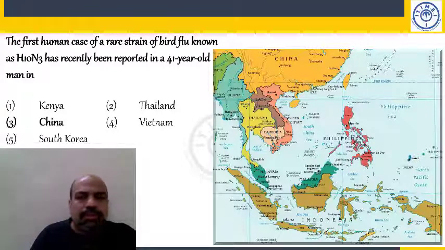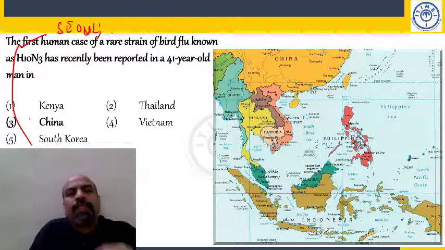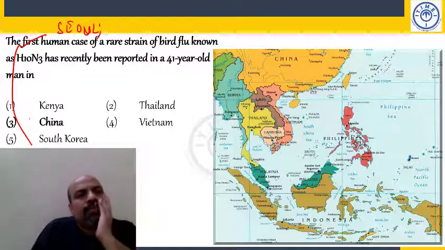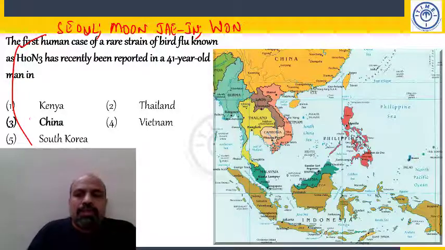North Korea. South Korea. It's not Korea. It's not shown here. But anyway, fast. Seoul. The E is silent, Seoul, and the president's name is Moon Jae-in. President, currency is won, South Korean won, chaliye.